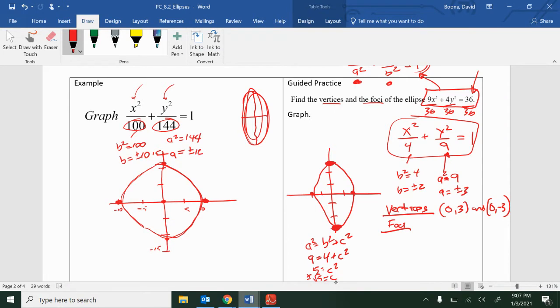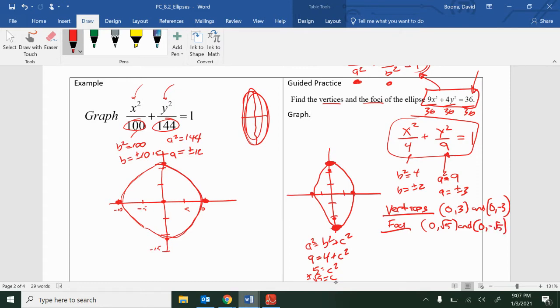So that's where those values are. So square root of 5 is a little over 2. So that foci would be right here. And the negative one would be a little bit over here. Okay. So our foci are at (0, square root of 5) and (0, negative square root of 5).